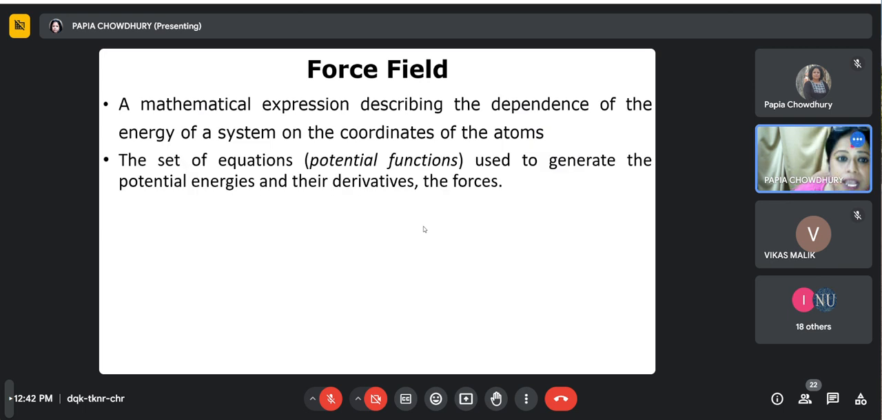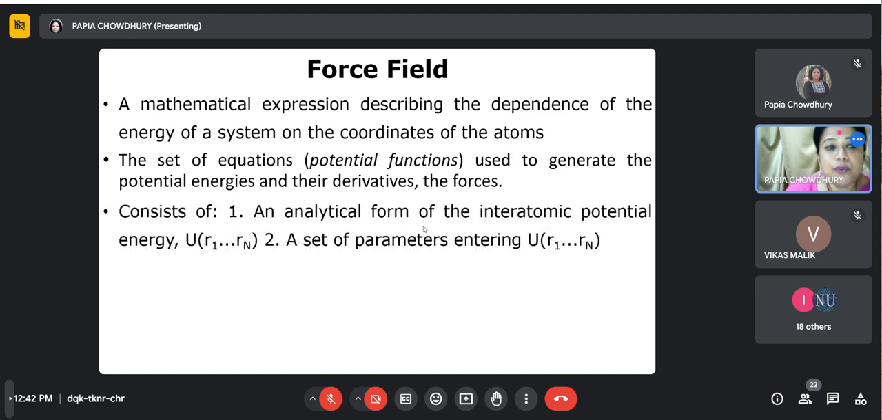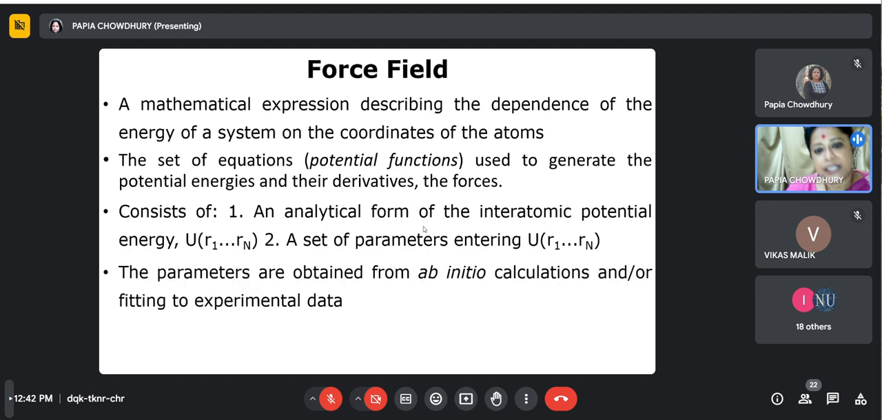It is actually a set of equations, mainly the potential function, which is used to generate the potential energy and its derivatives. As a result, we can derive the force. It consists of an analytical form of the interatomic potential energy, which is a function of position, and a set of parameters entering into that function. And here the parameters generally we obtain.